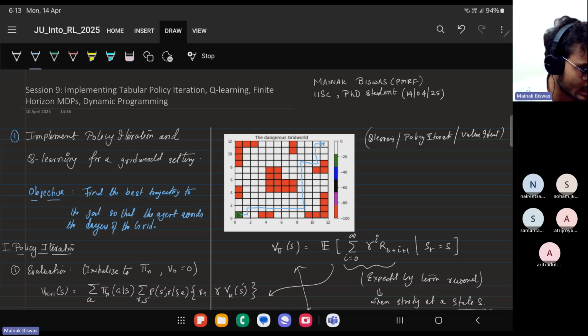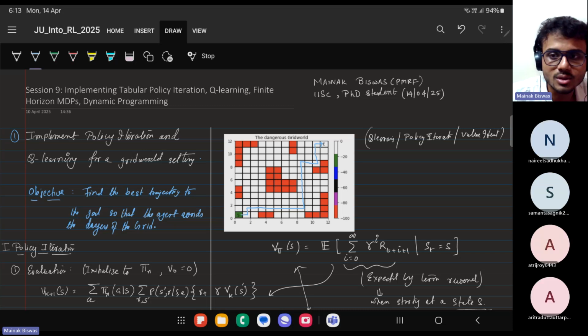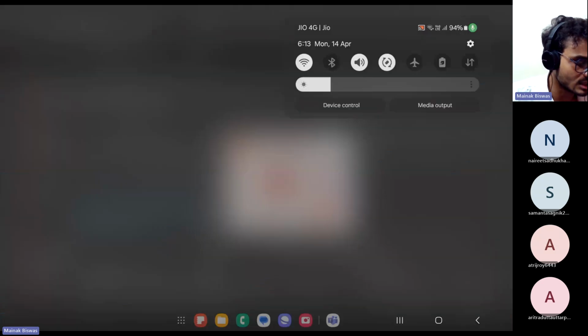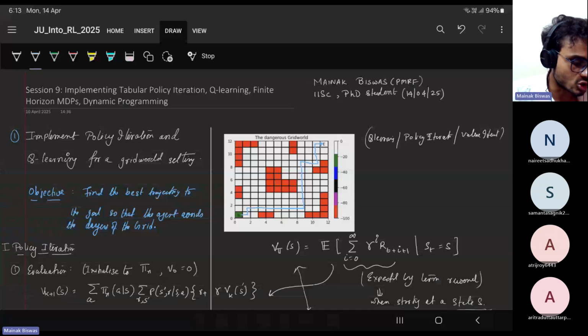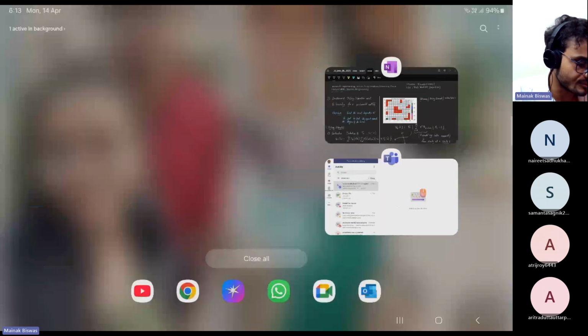Okay, so let us see how to go about this problem. Let us see the code now. I have these equations written in my code. So I'll stop sharing my notes for now.